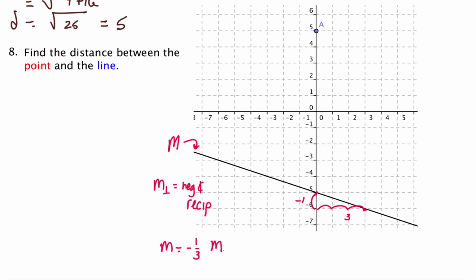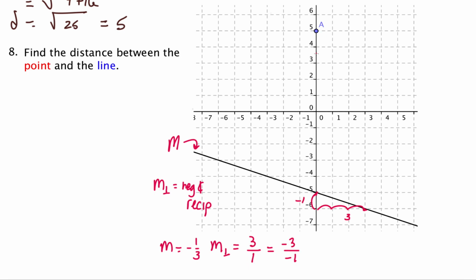So a perpendicular slope is, we're going to make it positive, and we're going to take the reciprocal of that. So that's going to be 3 over 1. So let's start at A here, and let's go 3 over 1. So if I go up 3 and over 1, I'm off the page. So we can also go -3 over -1, because that is the same as a positive 3 over 1.